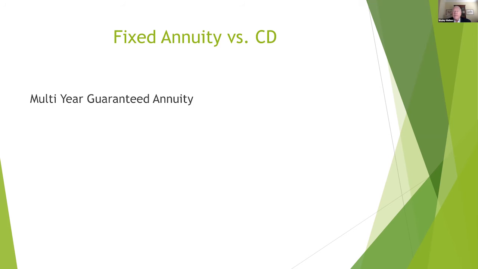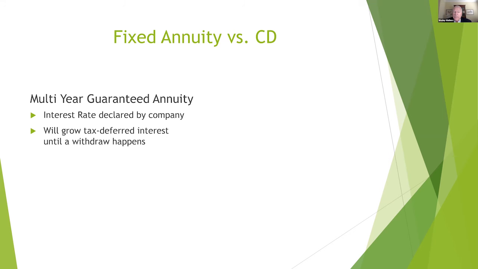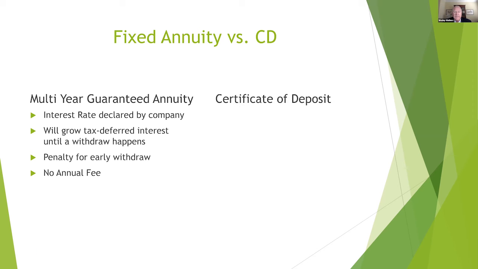Couple comparisons to a CD. Both of them pay a multi-year guaranteed amount. The interest rate for the annuity is declared by the company. It will grow tax deferred with interest until a withdrawal occurs or maturity. There is a penalty for early withdrawal. There is no annual fee.